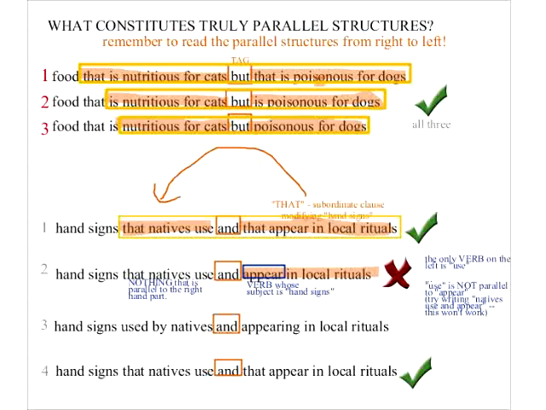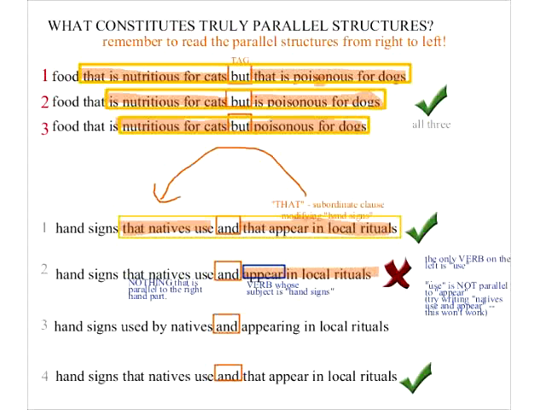A verb is just a verb. You can't take out a verb and put in something else. So you've got to look for another verb. Here's "used," but natives don't appear, but natives use. So you can't put these in parallel. You would have to have separate subjects for these to be parallel. Okay, smiley face if that makes sense, especially the original questioner. If that makes sense, give me a smiley face.